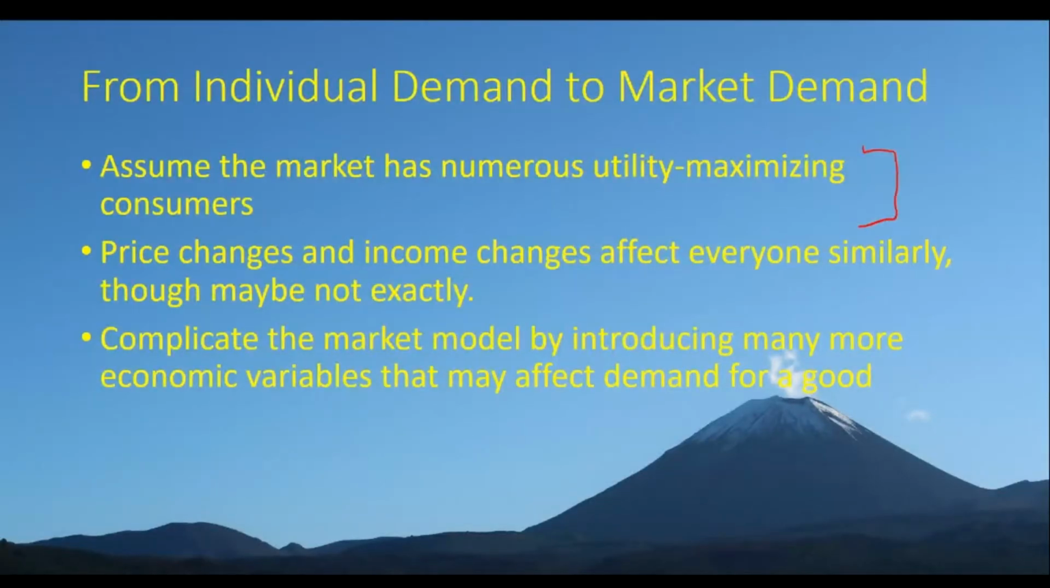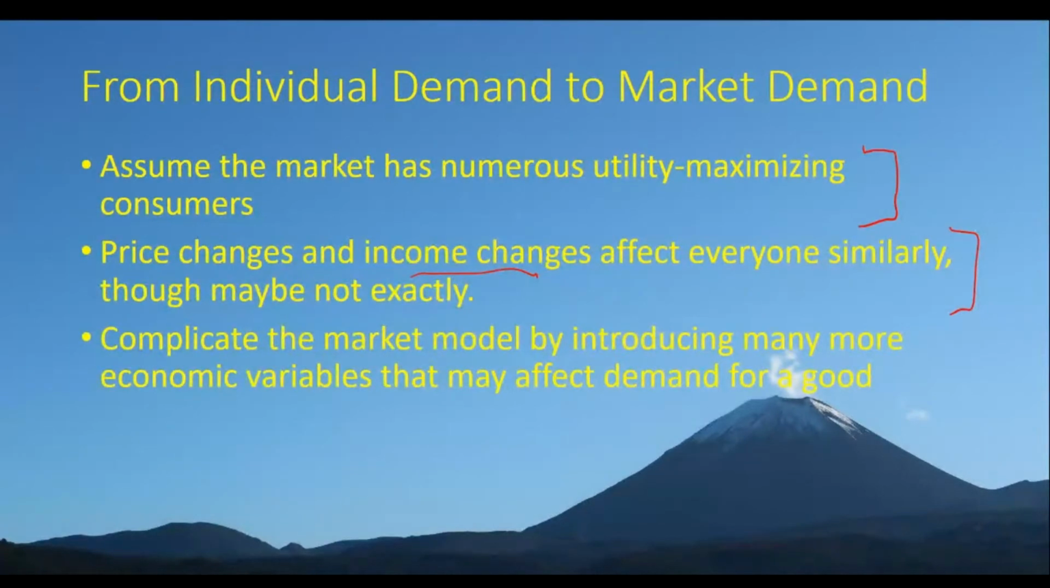Okay, so now we're going to assume that the market has numerous, many utility maximizing consumers rather than just one person coming to the market with their fixed income. All right? The price changes and income changes are going to affect everybody similarly, though maybe not exactly, because maybe people have slight differences in their preferences. Some people might like oranges better. Some people might like apples better.